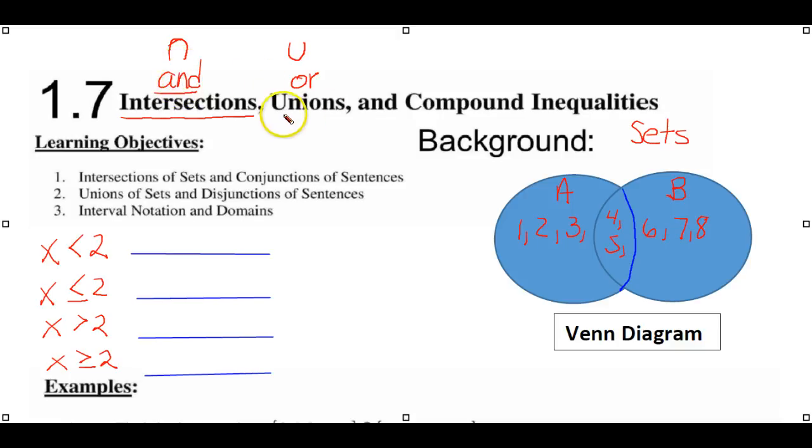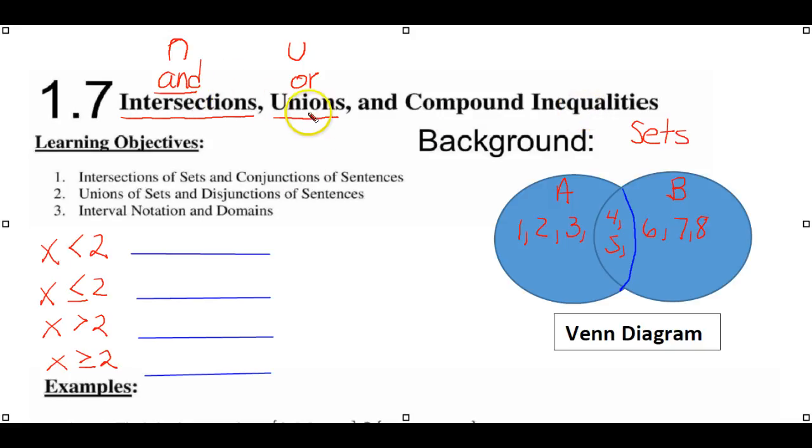Now the special word union in mathematics, the key word for union is the word "or," and the symbol for it is sort of a U. Now we're also going to deal with compound inequalities.